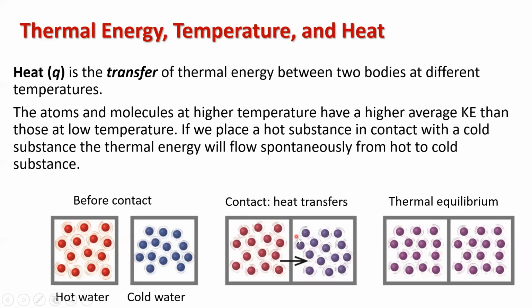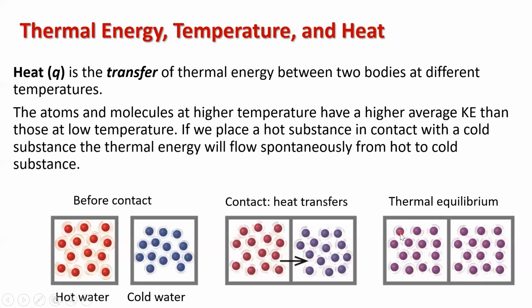And the energy will continue to be transferred from high to low until the average kinetic energy of the particles, the temperature, is the same. And then we have what's called thermal equilibrium. It essentially just means that the thermal energy here is equal to the thermal energy here. At that point, the energy transfer stops.